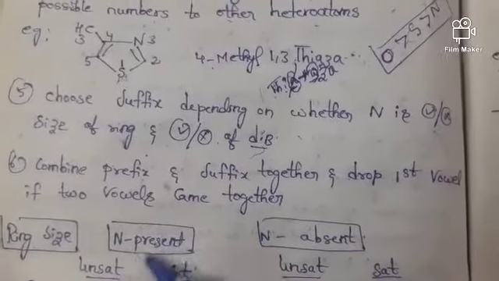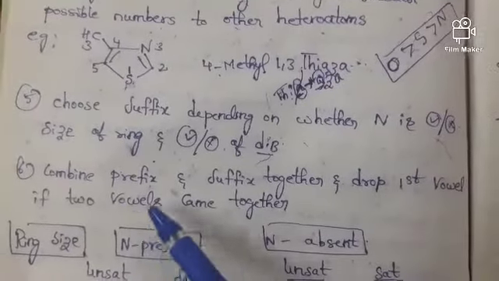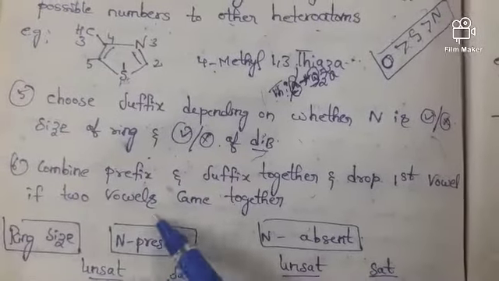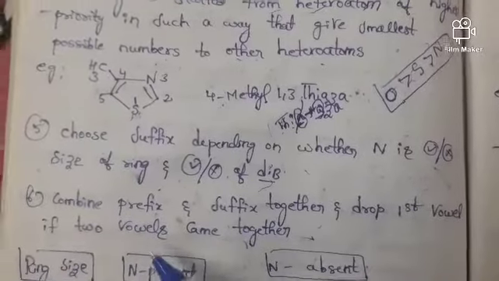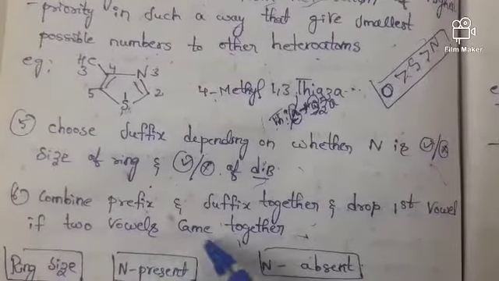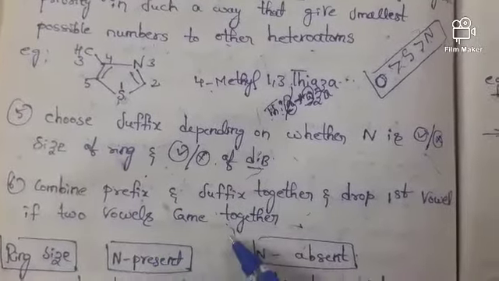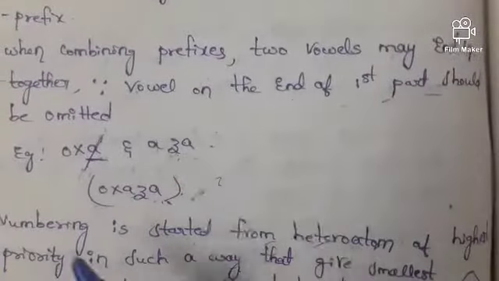Next, of course friends, this is a repeated point. Combine the prefix and suffix together and drop the first vowel if two vowels come together. If two vowels come side to side, or if two vowels are adjacent to each other, then drop the first vowel. That's it. We have already discussed this point. The meaning of these two statements is the same.